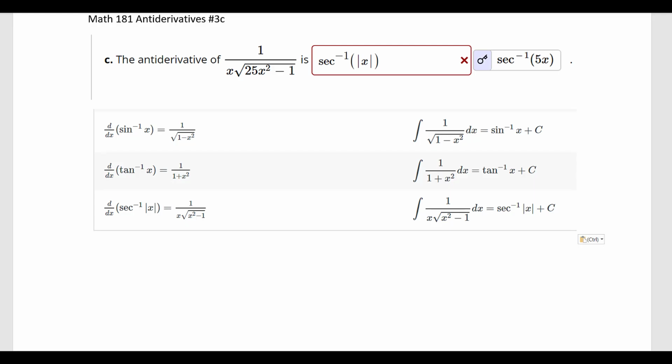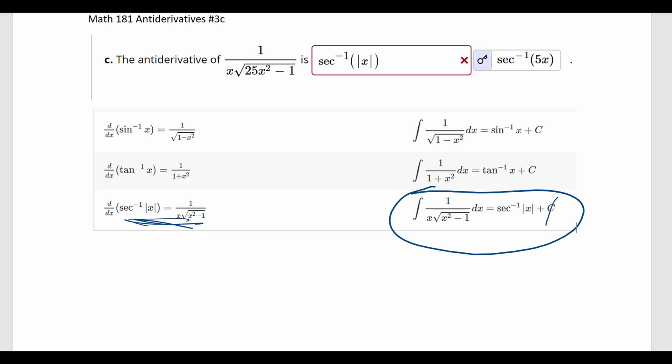This problem is number 3, part C in the homework, and we're going to find the antiderivative of 1 over x times the square root of 25x squared minus 1, if I can say that correctly. I went to the ebook and screenshot the formula we want here, the antiderivative of 1 over x times the square root of x squared minus 1, where the derivative is right here. So the antiderivative undoes that.